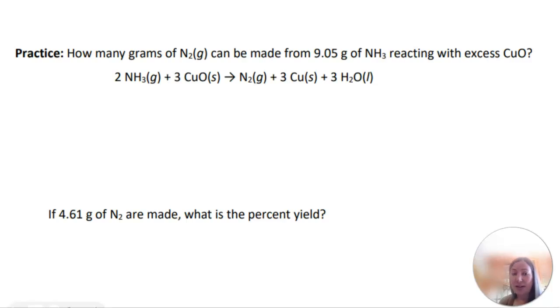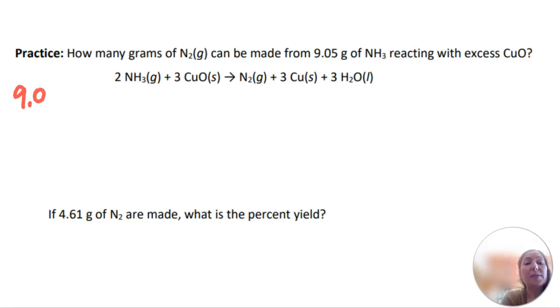Okay, well, let's try another one. This practice problem says how many grams of nitrogen can be made from 9.05 grams of ammonia NH3 reacting with excess copper 2 oxide. Okay, so we have all the copper oxide we need. We're going to be limited by our ammonia, our NH3. So we have this limiting amount, 9.05 grams of NH3. So we need to start with that.